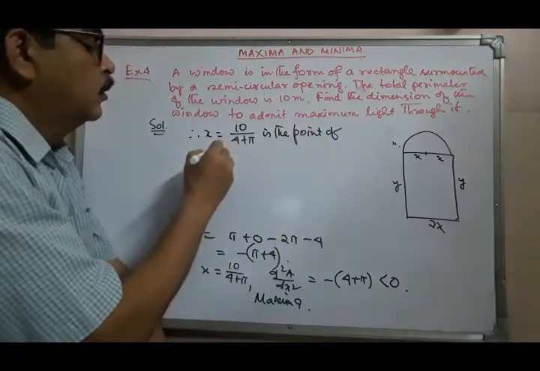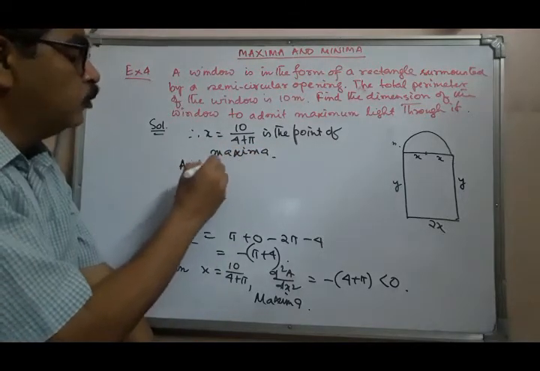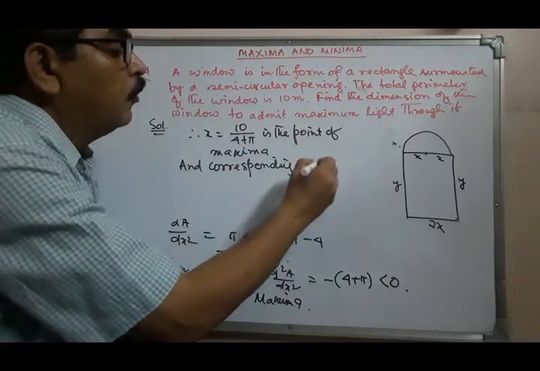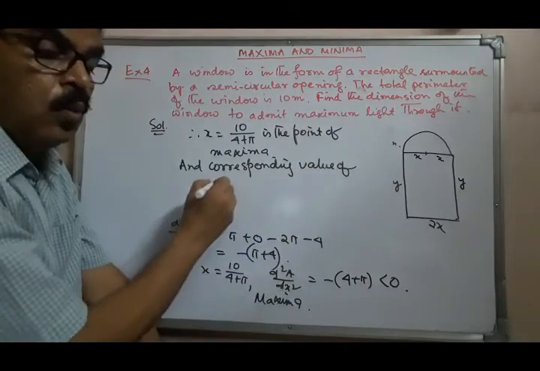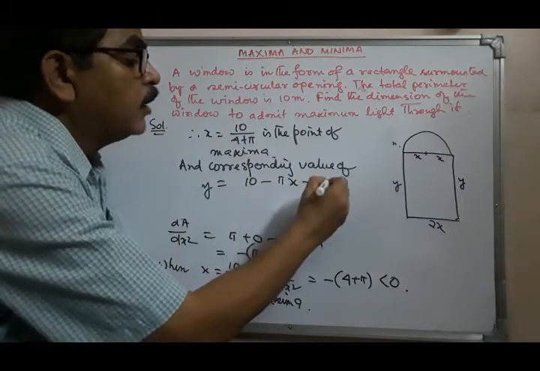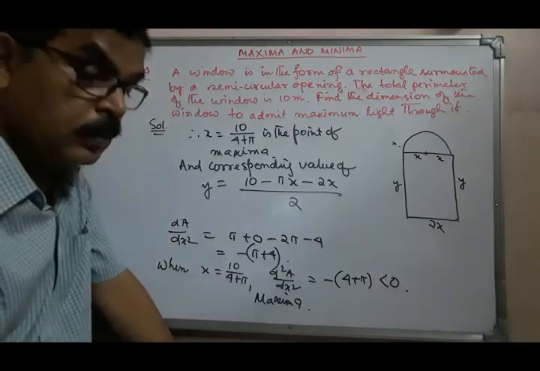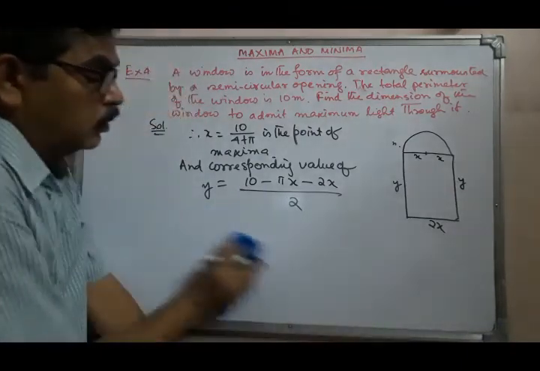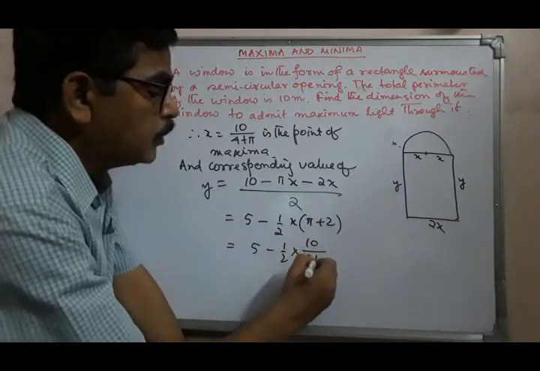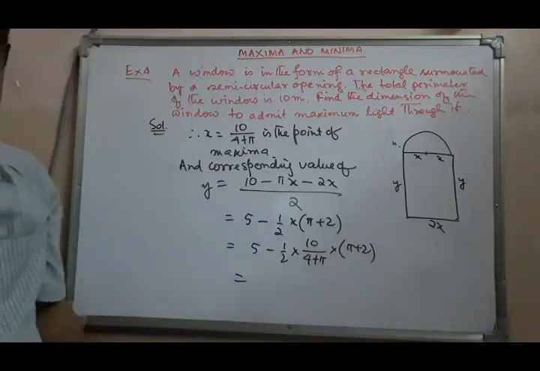is the point of maxima, and the corresponding value of y equals (10 minus pi x minus 2x) divided by 2. So which is equal to 10 by (4 plus pi) into (pi plus 2). We'll get this finally.